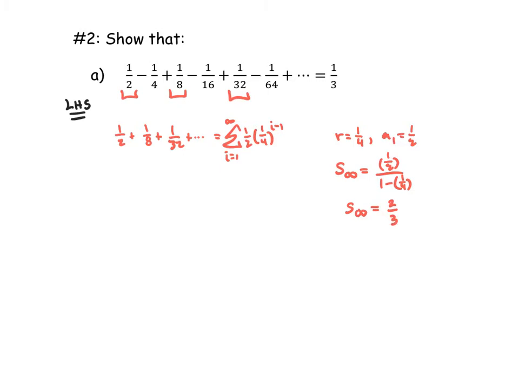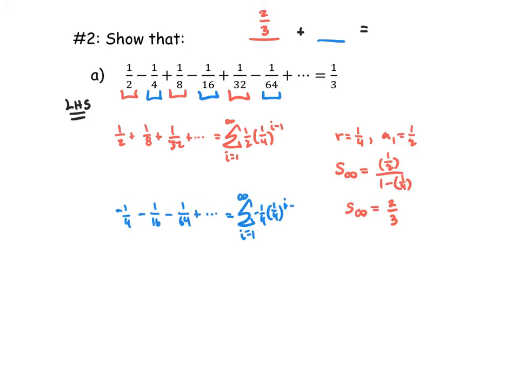Okay, so I'm working the left side. I know that my red terms added up forever will be 2/3. If I can find my blue terms' summation, I'm trying to show that that sum, red plus blue, equals 1/3. Let's check it out. So I've got -1/4. That's my first term. Looks like minus 1/16. And I'm guessing, based on what I see from my first few terms, that my common ratio will also be 1/4. So the sum from i equals 1 to infinity of -1/4 times 1/4 to the i minus 1.